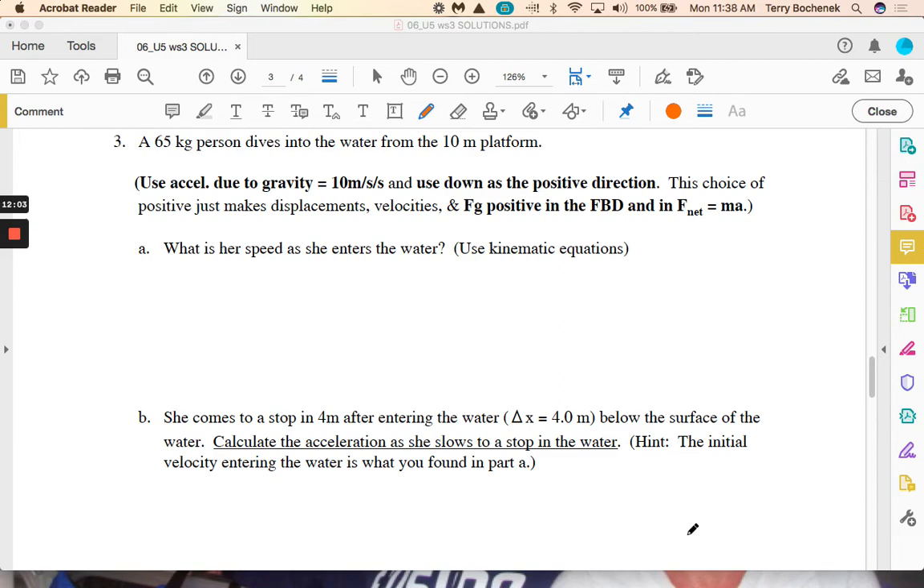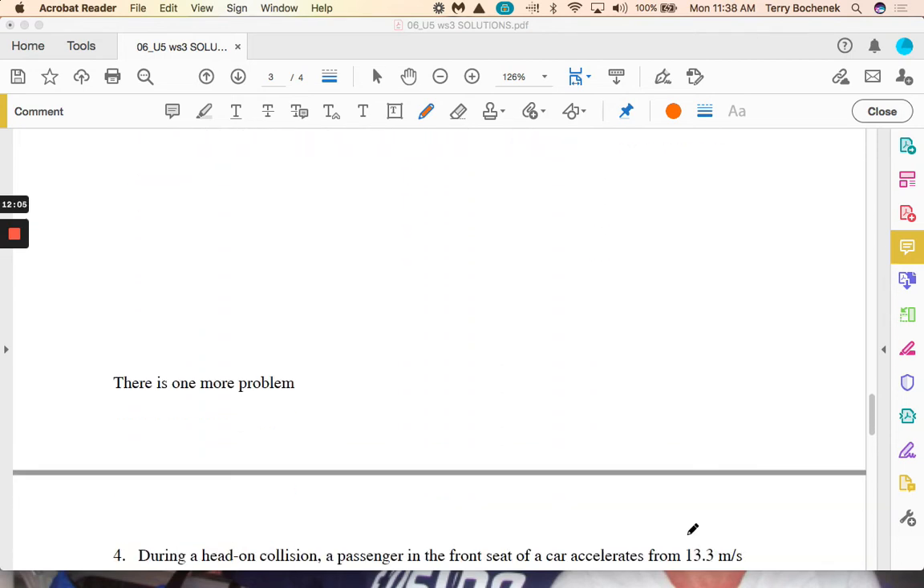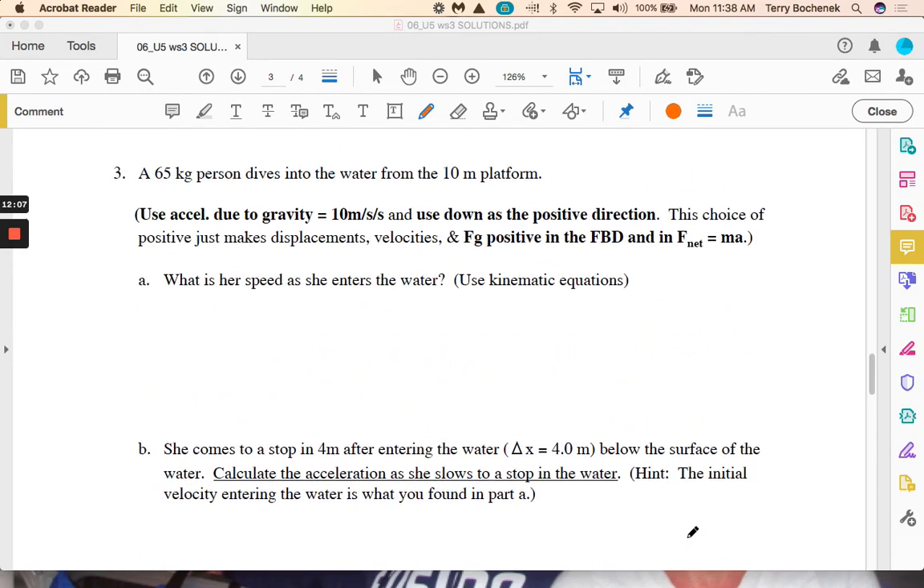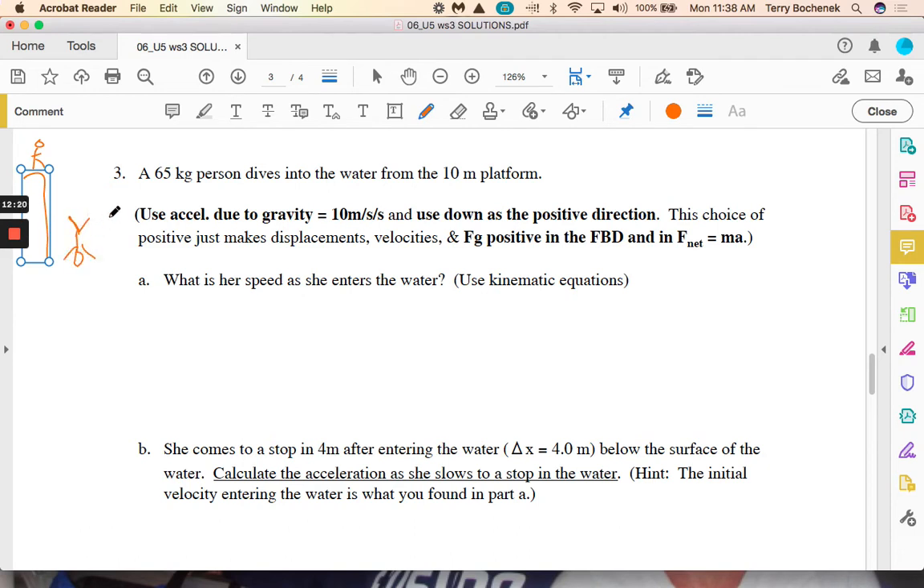Okay, last question, or is it? Oh, second to the last question. Person is going to dive into the water. So platform is up here. They're standing on the platform. They dive into the water. And so when they hit that water, they're going to have some speed just before they hit it. So that's part A.